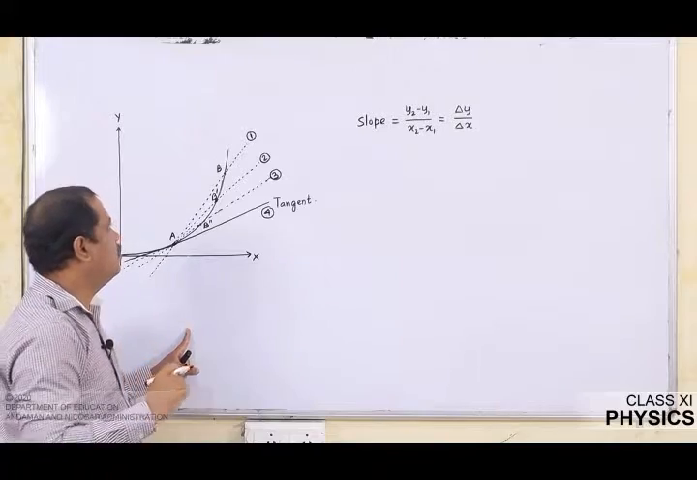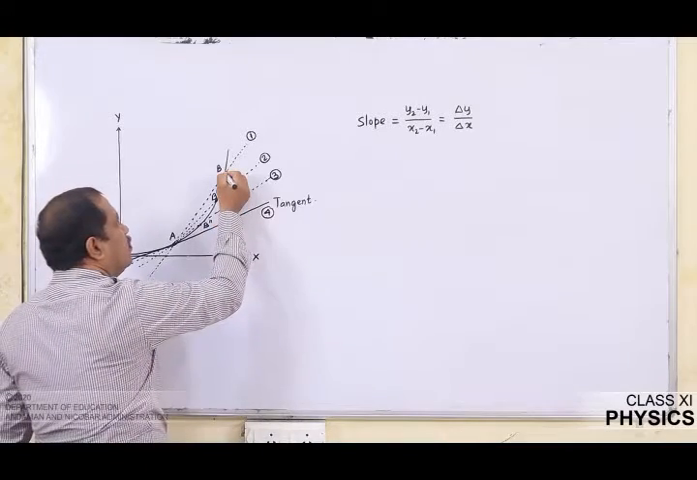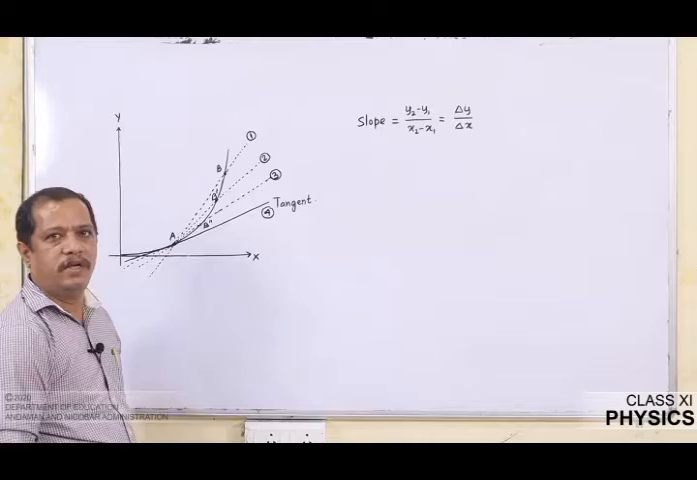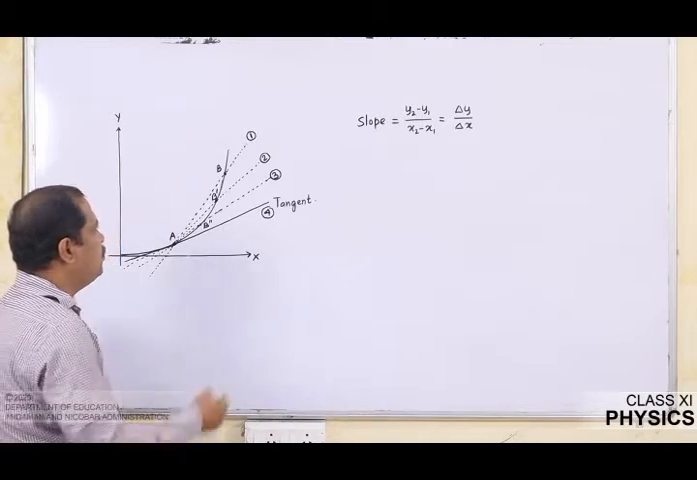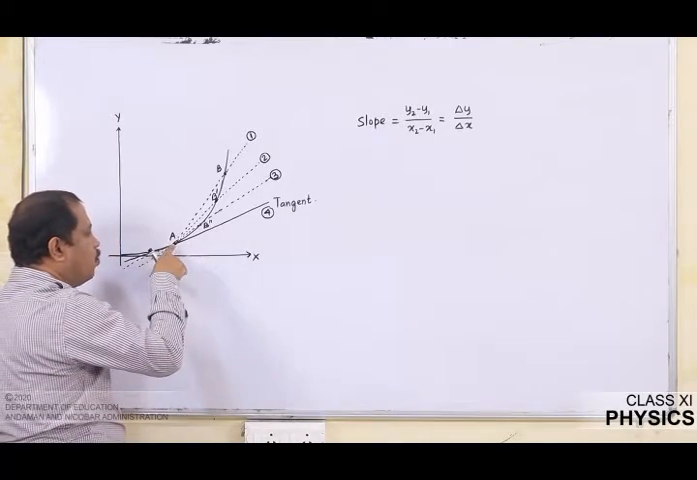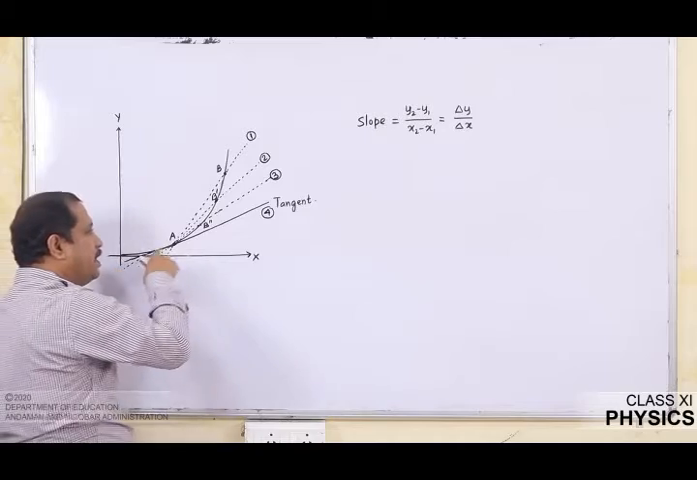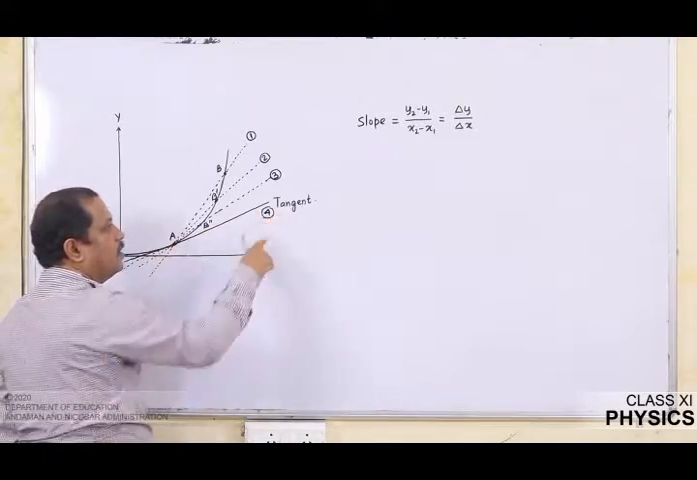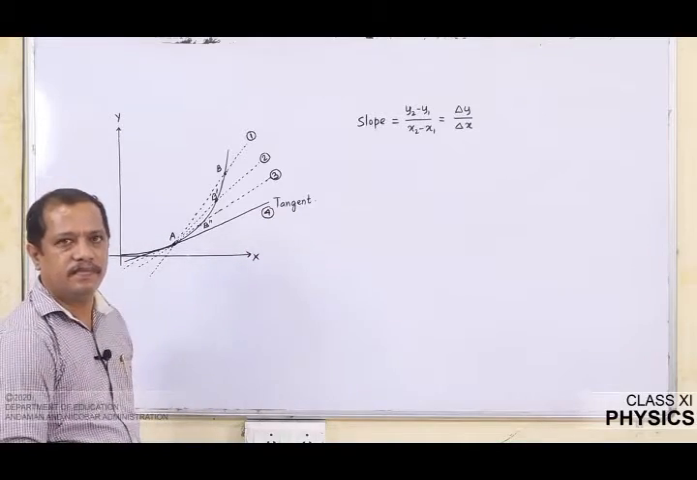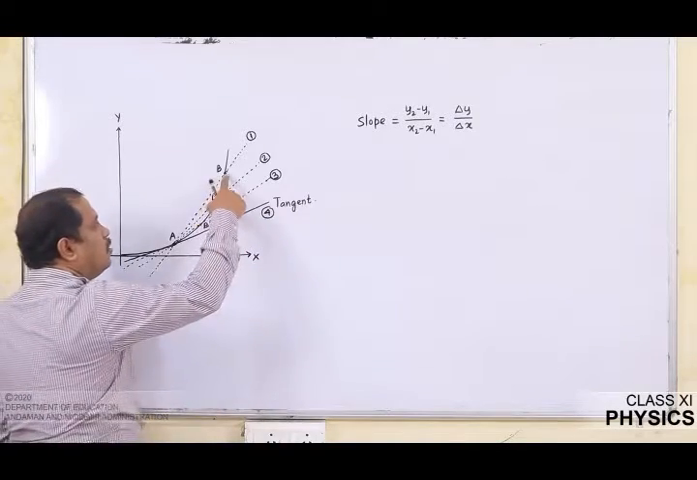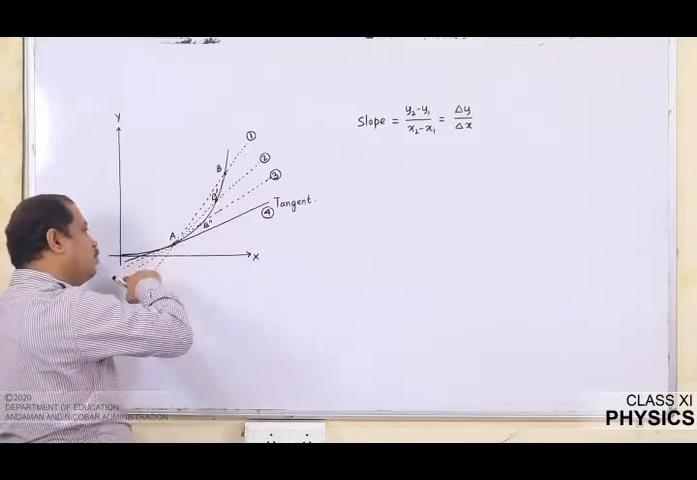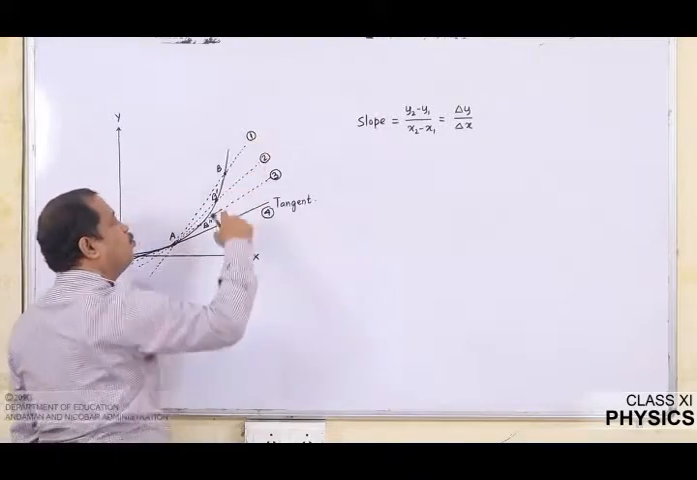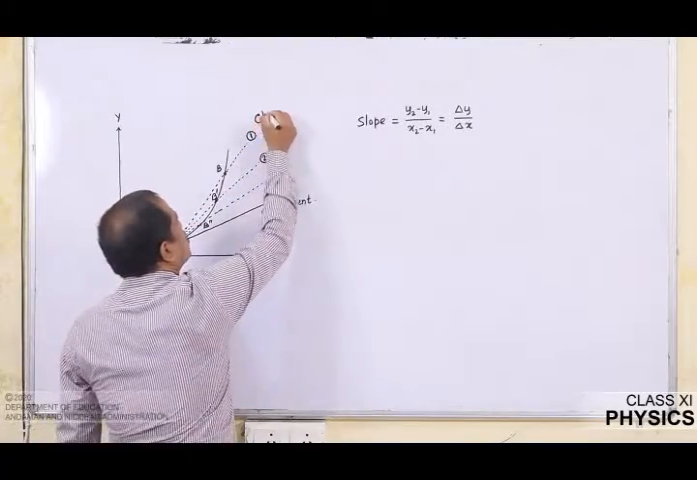Therefore, I considered one more point, point B, on the curve. Beforehand, let me tell you that at one point, if I draw a straight line and that straight line touches one point on the curve, you call it a tangent. At the same time, if you consider 2 points on a curve and draw a straight line joining the 2 points, you call this a chord.